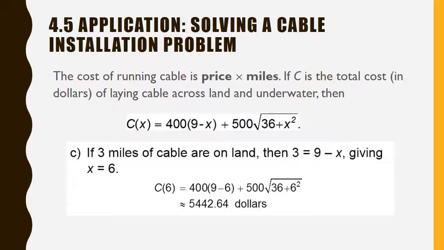So, part C, if 3 miles of cable are on land, then 3 equals 9 minus x, which means x must be 6. So we just put in 6 to the function we found in B. So if you got B, this won't be too hard. Just put in 6 for x, and you get $5,442.64.